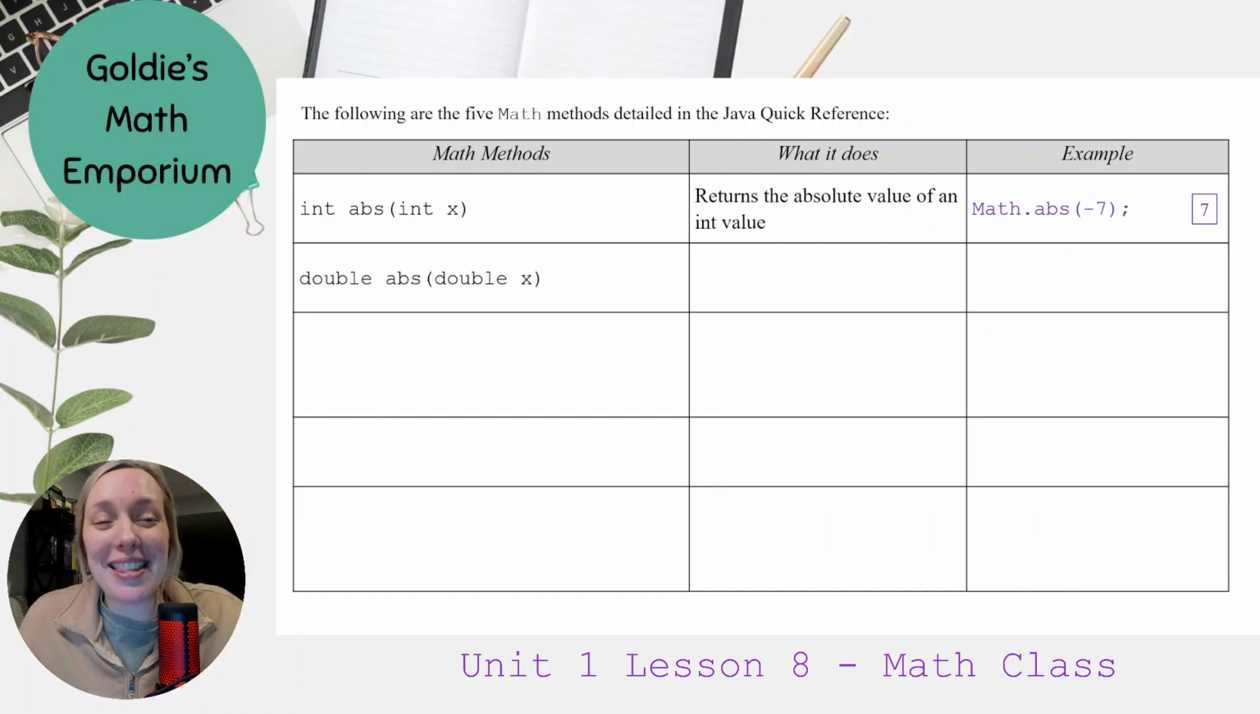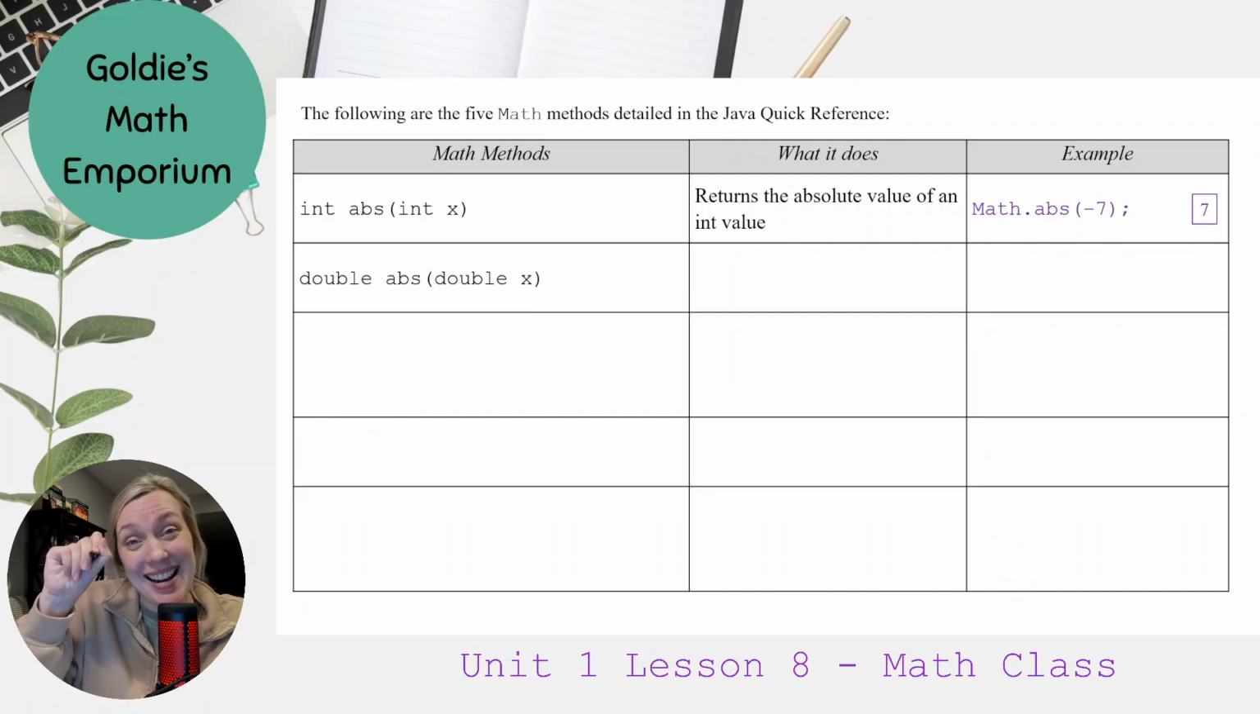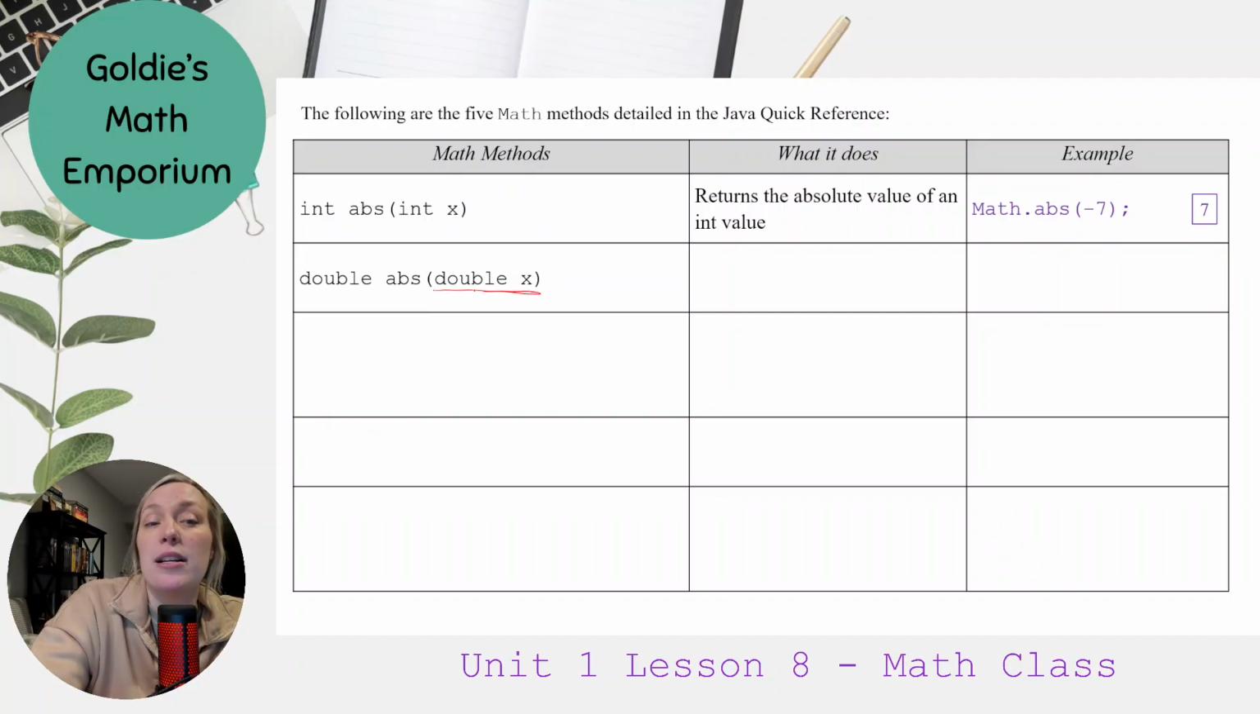All right. Second Math method, even better. It's the same method. It's an overloaded method. The same method name, but they take 2 separate parameters. The first one is an int. The second one here takes a double, and it's going to return a double.